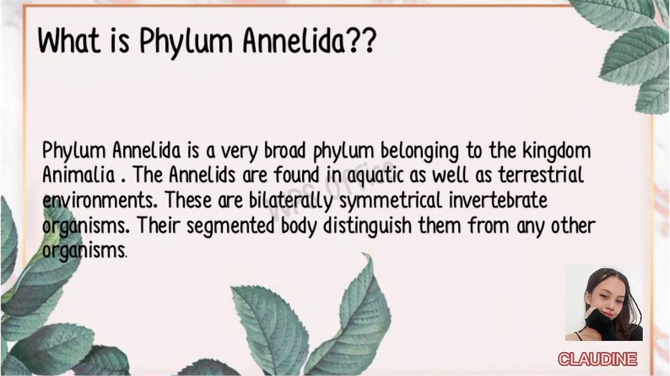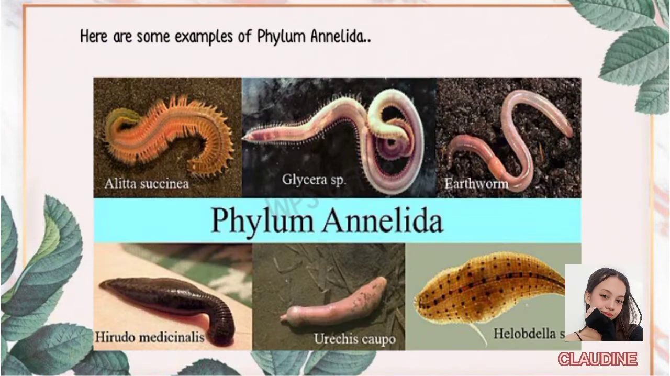What is Phylum Annelida? Phylum Annelida is a very broad phylum belonging to the kingdom Animalia. The annelids are found in aquatic as well as terrestrial environments. These are bilaterally symmetrical invertebrate organisms. Their segmented body distinguishes them from any other organisms. Here are some examples of Phylum Annelida.